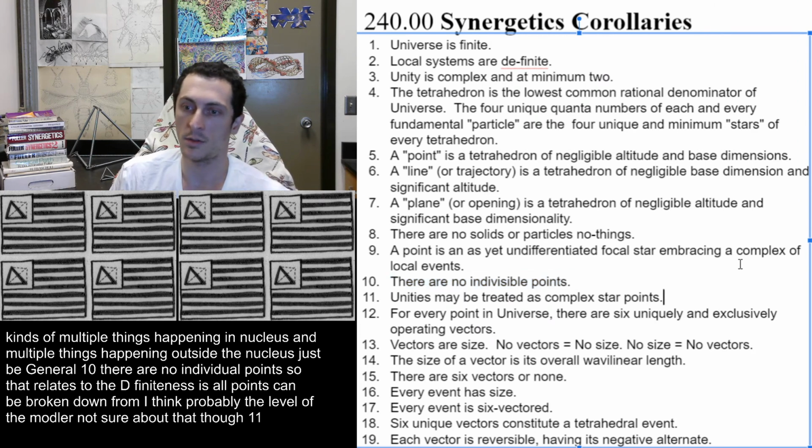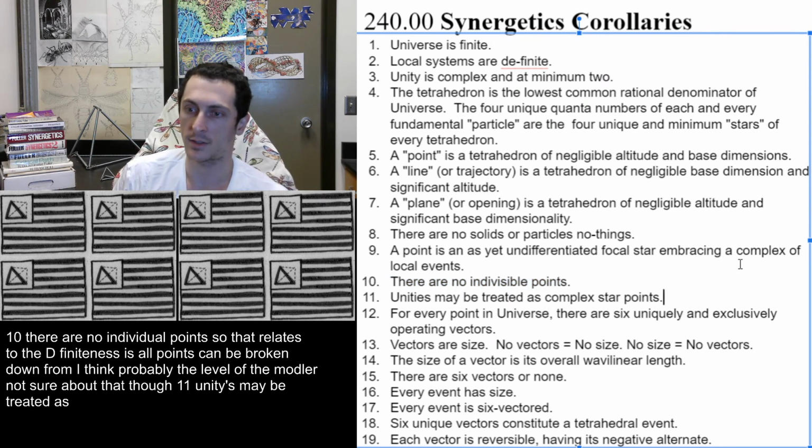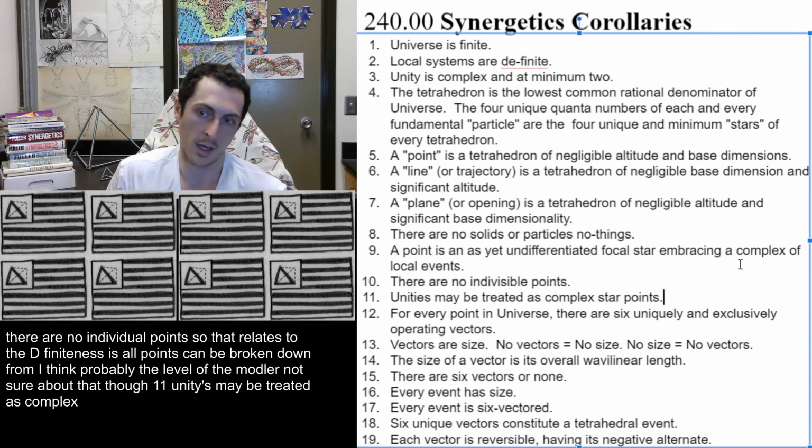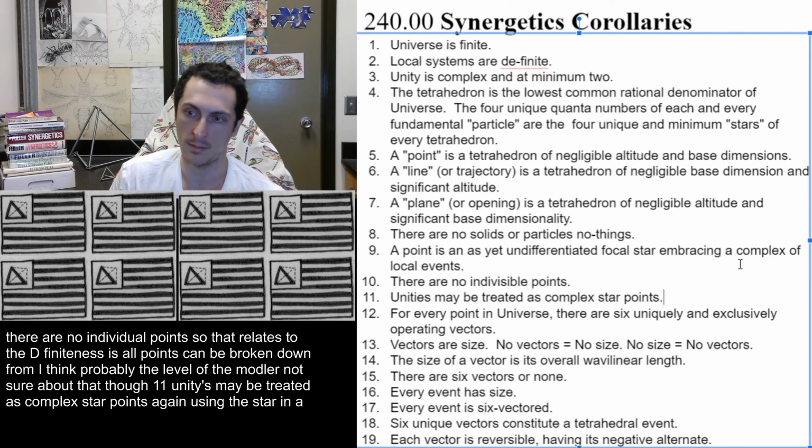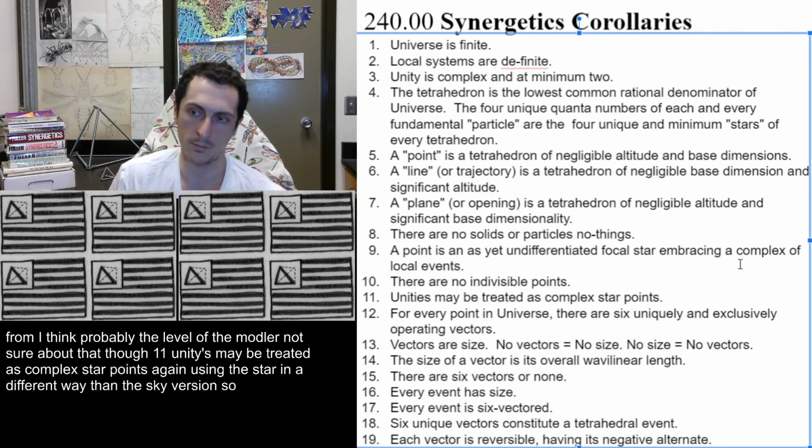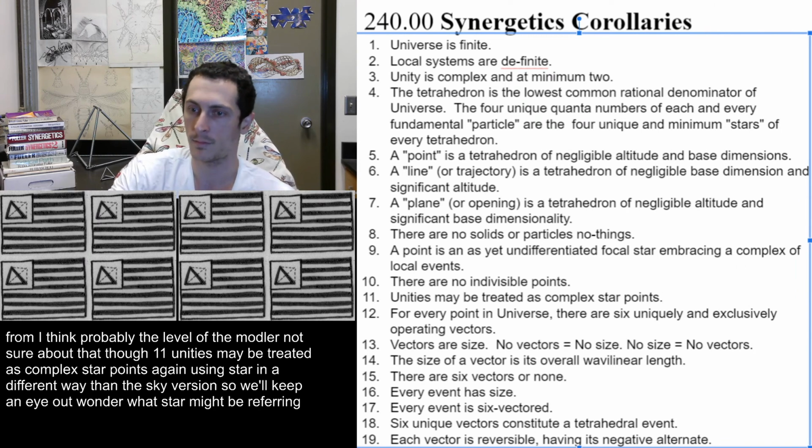11. Unities may be treated as complex star points. Again, using a star in a different way than the sky version. So we'll keep an eye out and wonder what star might be referring to.